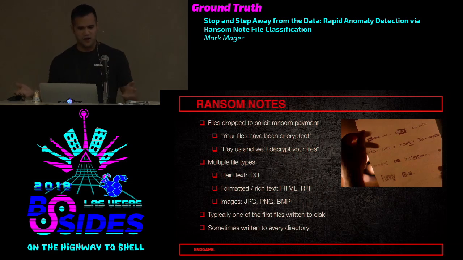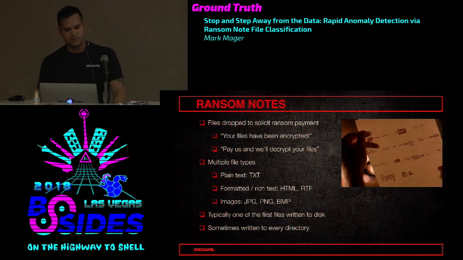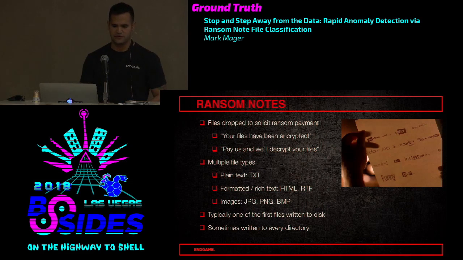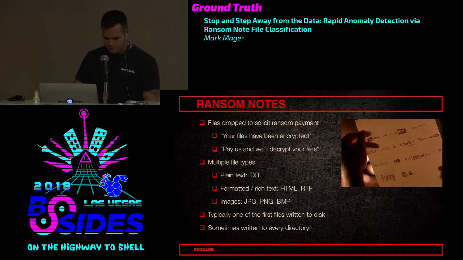So phrases such as "your files have been encrypted," "Payeson will decrypt your files," things like that, that's what you're going to see in a ransom note. There's multiple file types that ransom notes can take on. The most typical that you'll see is .txt or just plain text file. There's also formatted or rich text formats such as HTML and RTFs. And then there's also images, JPEGs, PNGs, things along those lines.